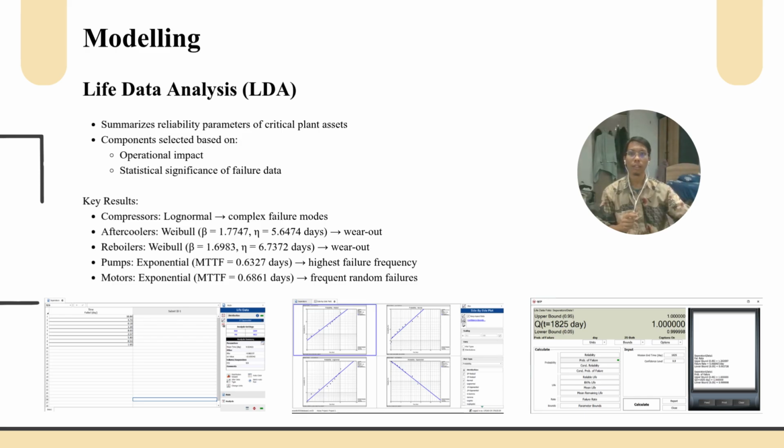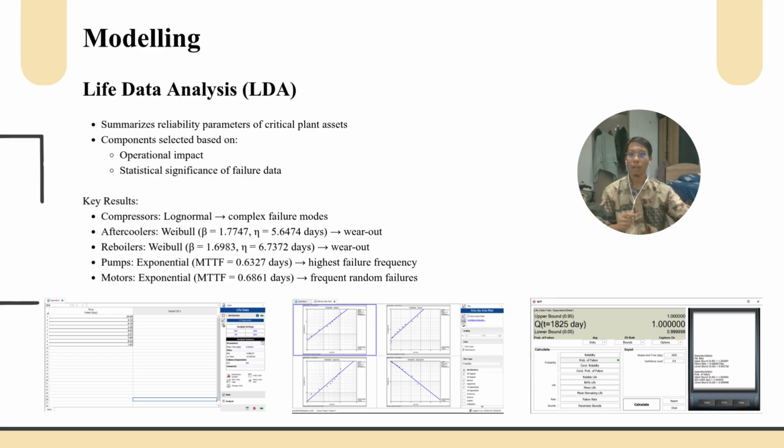For life data analysis, we summarize the reliability parameters of the plant's most critical assets based on their operational impact and data significance. From the results, compressors follow a lognormal distribution, indicating complex failure modes typical of rotating equipment. Aftercoolers and reboilers follow a Weibull distribution with beta values greater than 1, which means they are in the wear-out phase and their failure rate increases over time.